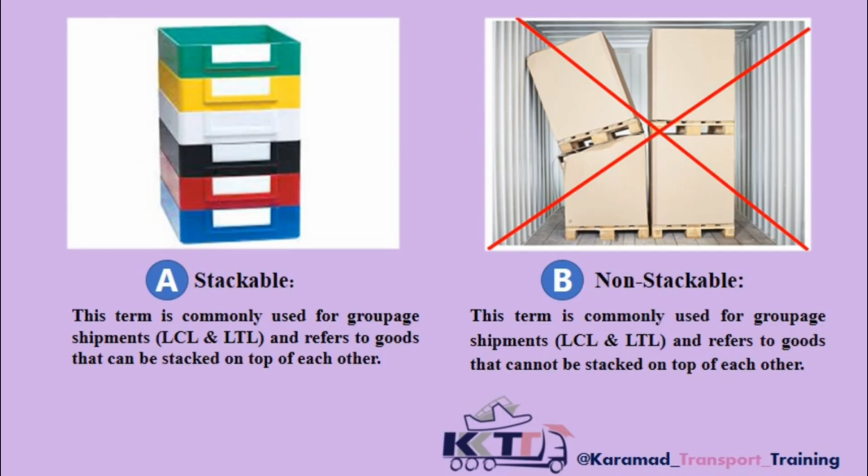The next term we want to define here is the term stackable and non-stackable, or in other words, items that can or cannot be stacked. When we are told that a product is stackable, it means that we can load several or many of them on top of each other during transport, like in the image on the left or A. But when something is called non-stackable, it means it cannot be stacked on top of each other, like in image B or the one on the right. If we load these on top of each other, our goods might get damaged or break.